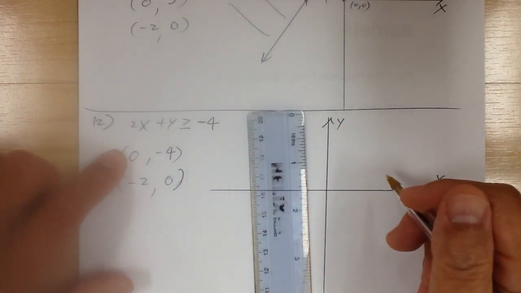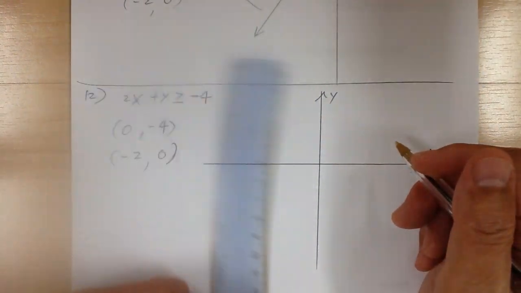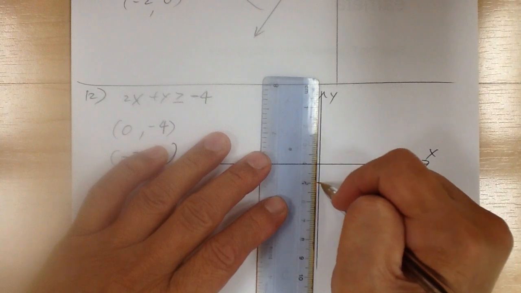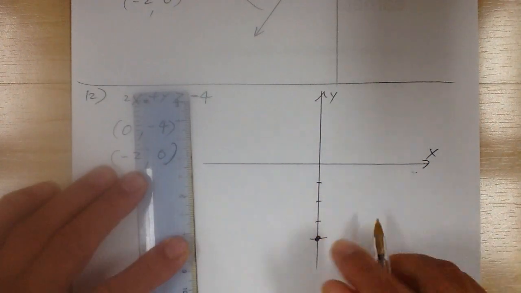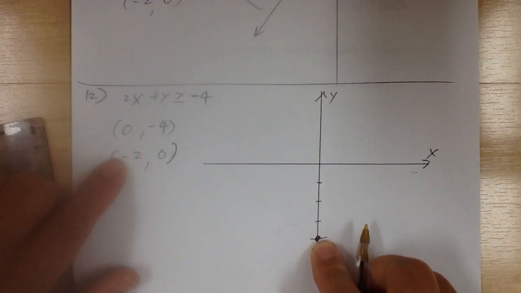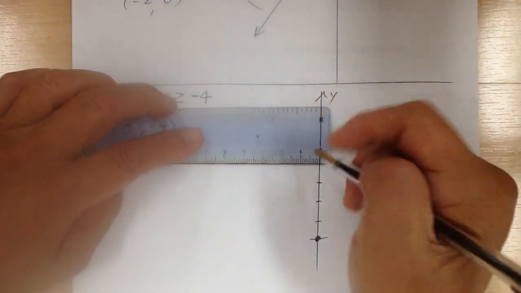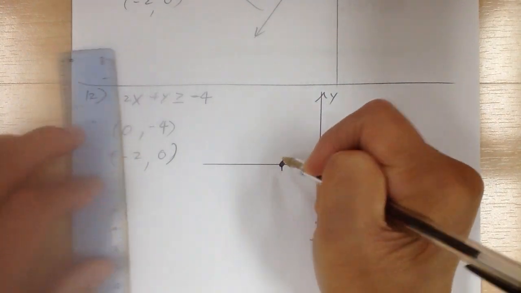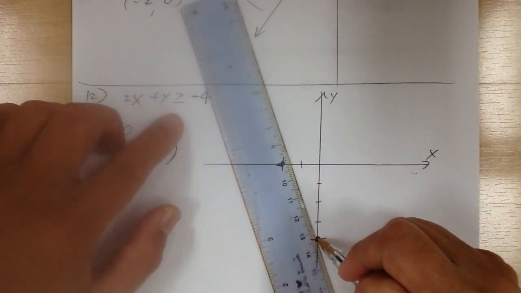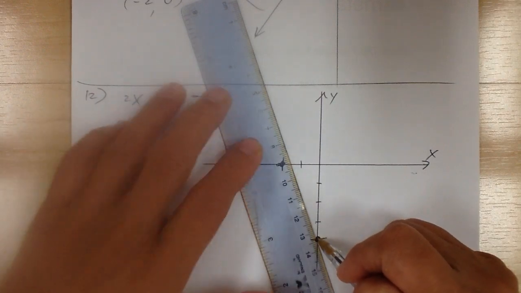So the first point is 0, -4. Okay, so it's going to be right over here. And next point is -2, 0. Okay, and it's going to be a solid line because of this over here. So it's going to give you a solid line.